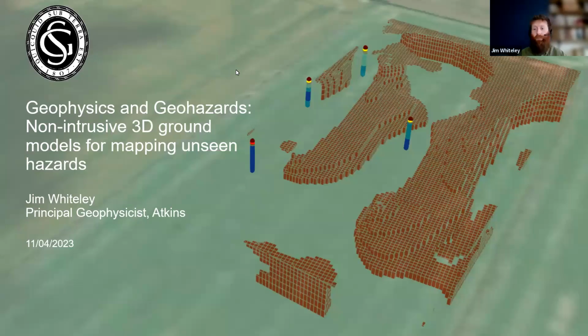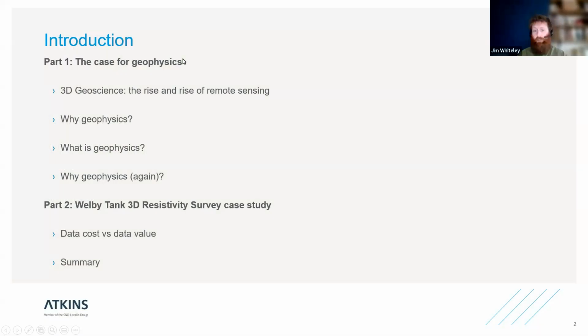Yeah, I'm going to take the opportunity, I suppose, to talk to you about geophysics, how we use it to look for unseen geohazards. It's going to be a talk in two parts, really. First part is going to be the case for geophysics, and I'm sorry if you've heard us geophysicists rant on about how useful we can be, but I'm going to try and demonstrate that through talking about some of the applications we can do.